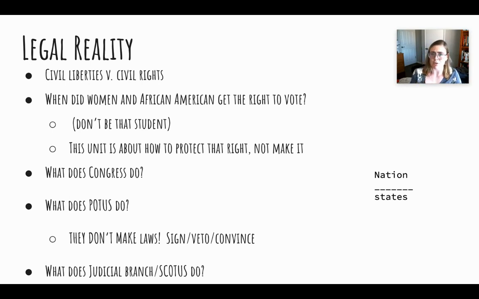The biggest thing they're going to do is enforce the laws. They're going to make sure that they are carried out. So if there's a federal law that says you have to be 21 to drink alcohol, it's going to be the executive branch, through law enforcement, that is going to make sure that nobody under the age of 21 is buying alcohol.